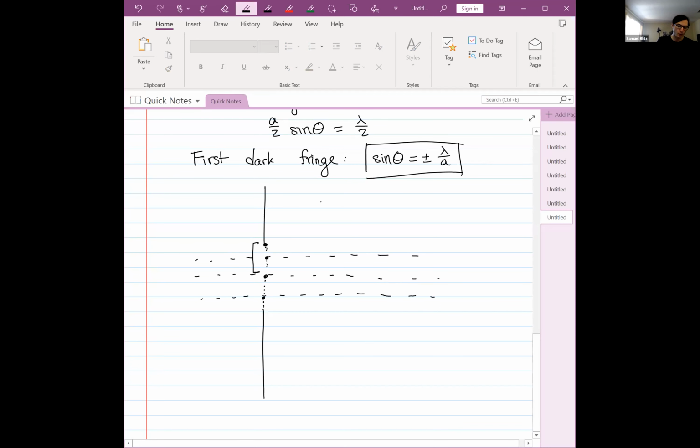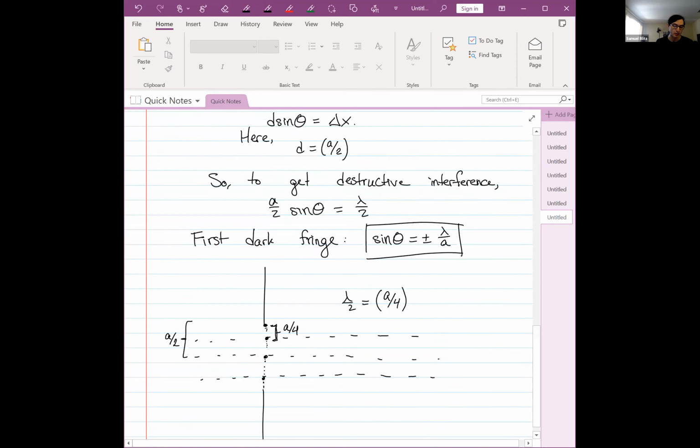So here, we would want that lambda over 2. Let me write that this distance here is now a over 2. That's our new single slit width, and then we're just doing that twice. Sorry, let me back up. So a over 2 is effectively our new single slit width, but the distance between points, this distance here, is a over 4. It's half of that new slit distance. So we would want lambda over 2 to be equal to a over 4. That is our new d, right?